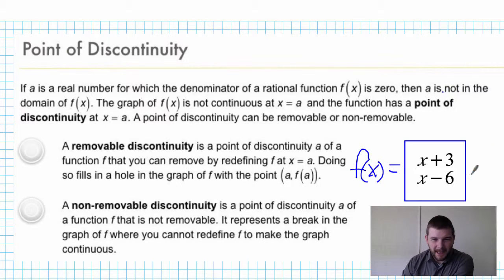So now, since a, well, for us again, a would be 6. 6 minus 6 is 0. A is a real number for which the denominator is 0. Then a is not in the domain. So again, the domain of f of x would be all real numbers except x equals 6.